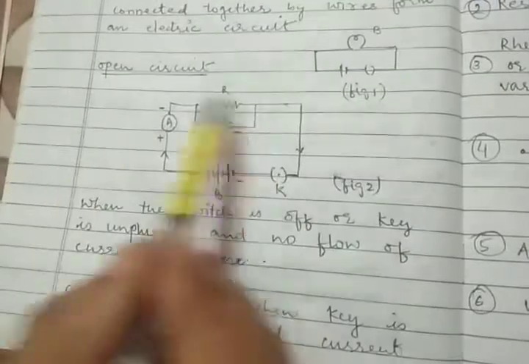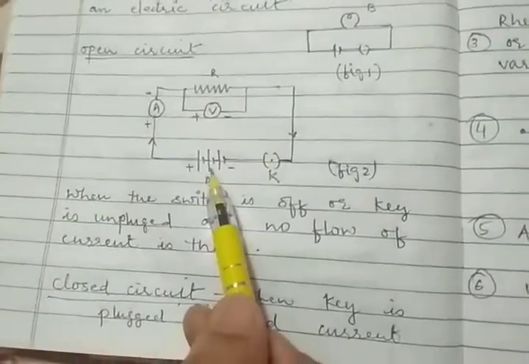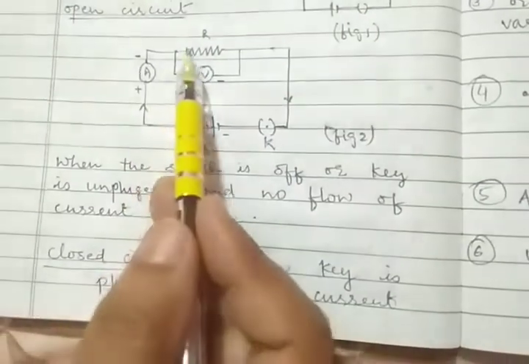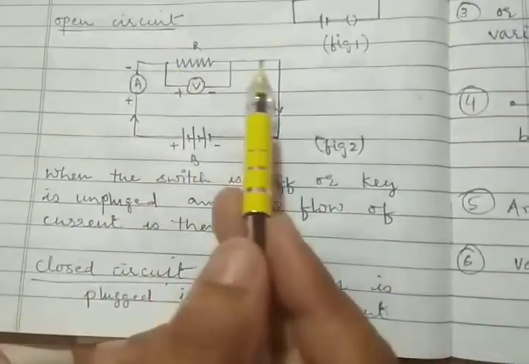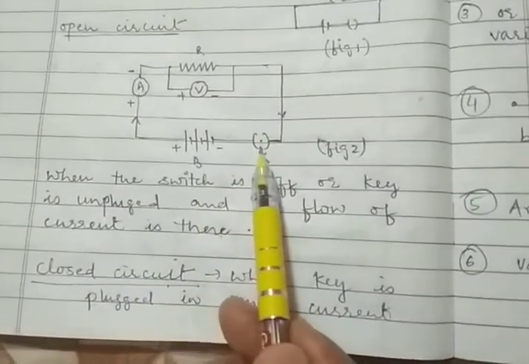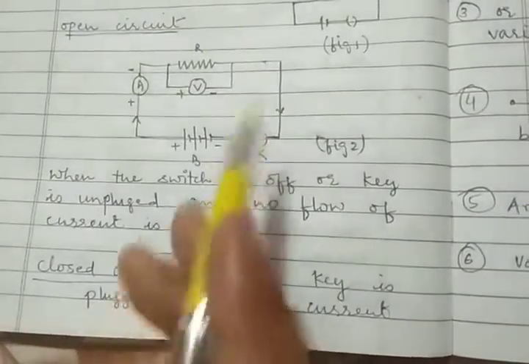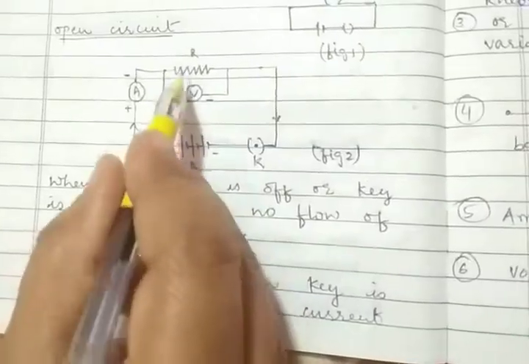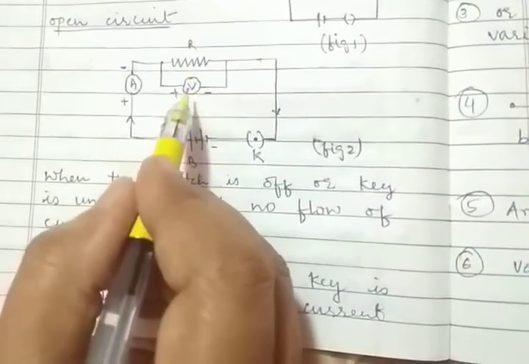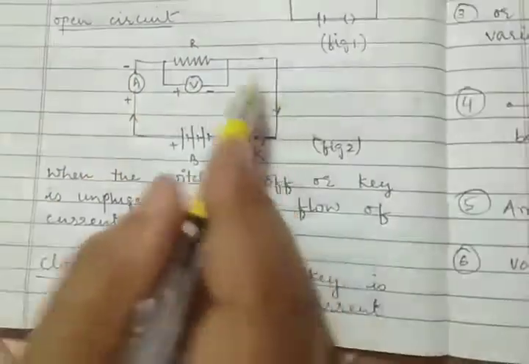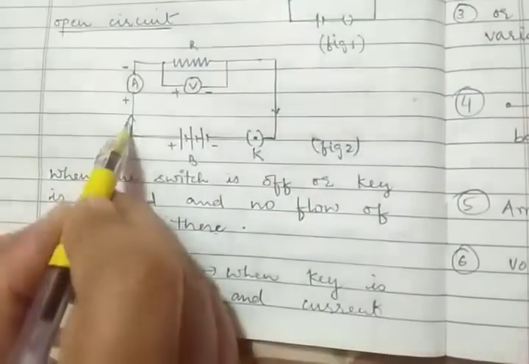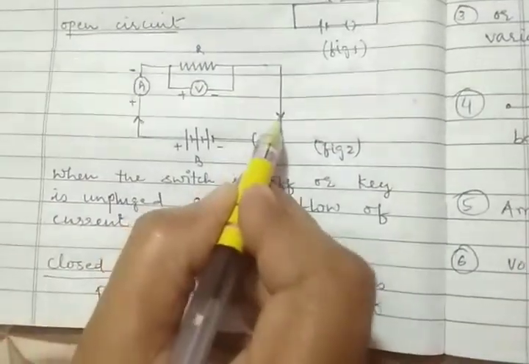In this circuit you can see this is the battery, the ammeter is connected in series with the load resistance, and then the negative terminal of the battery is connected to the key, and this key is plugged in. This voltmeter is connected in parallel to the resistance. This is the complete circuit, the closed circuit. The key is closed. In this circuit we have to show the current. This is a closed circuit. And what is the open circuit?